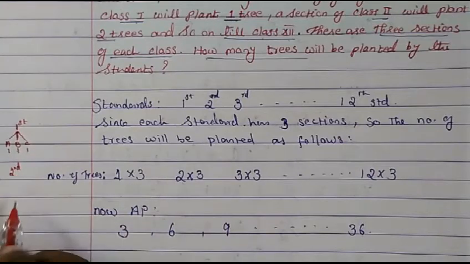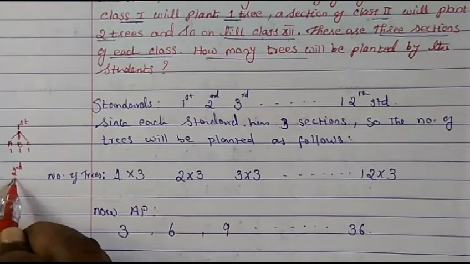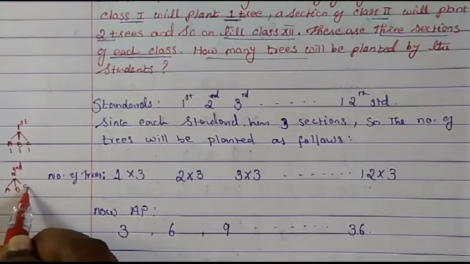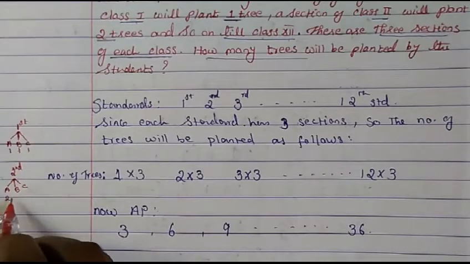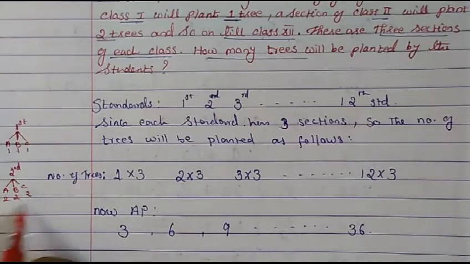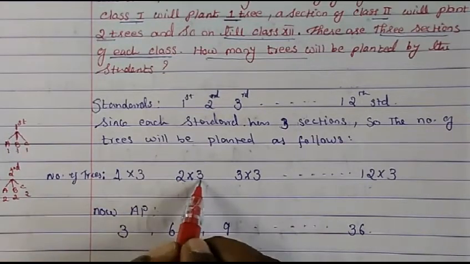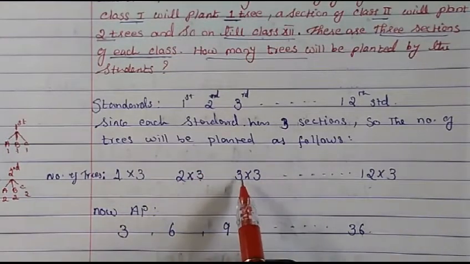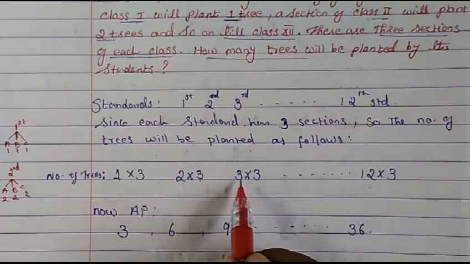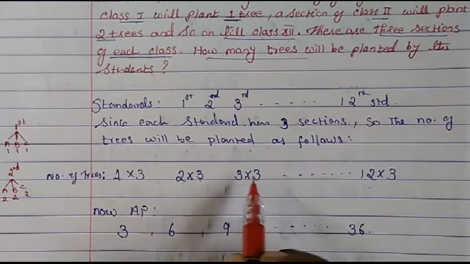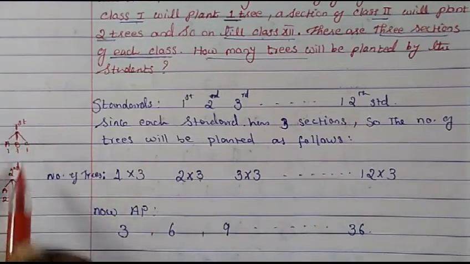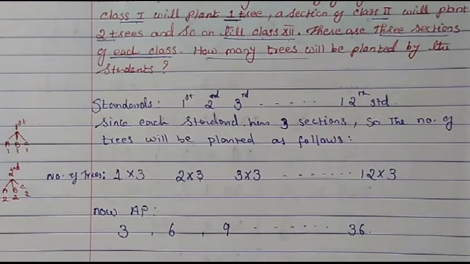Same way, second standard also will have 3 sections, that is A, B and C. They will plant how many trees? Each section will plant 2 trees. So 2 we have 3 times. Likewise third standard will plant 3 trees. How many sections? 3 sections. So that's how I did it this way. I hope you have understood this part. So then when we calculate, we will get this AP.